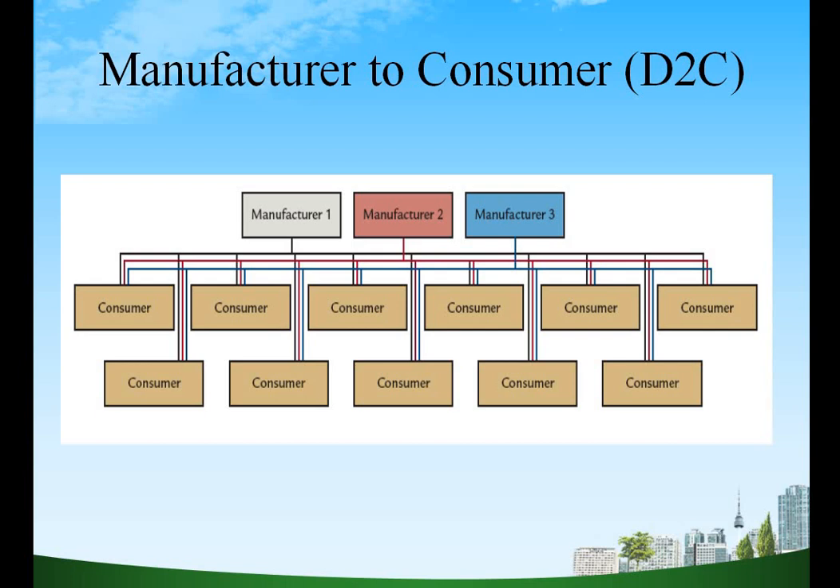Now we will discuss the various channels of distribution. The first channel of distribution is the D2C model, where the products are manufactured and sold directly to the consumers. In such a channel, there are no intermediaries involved in the path. The D2C channel is also termed a direct channel of distribution, where one company sells its products or services directly to the end consumer.